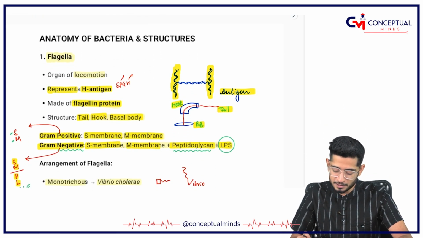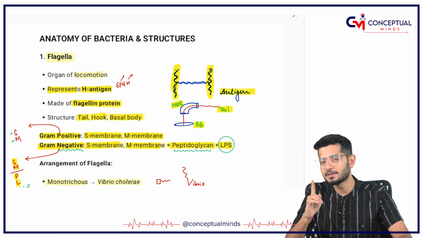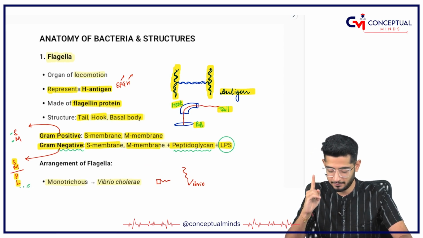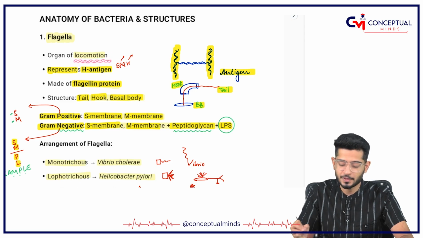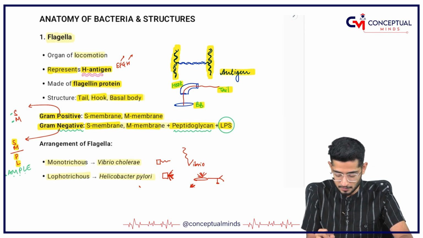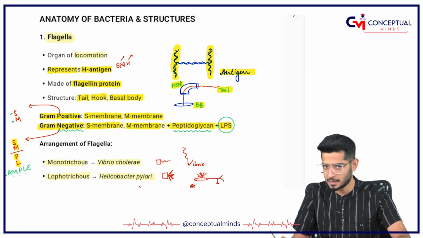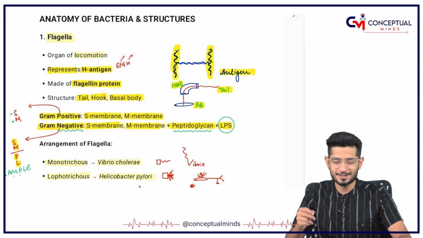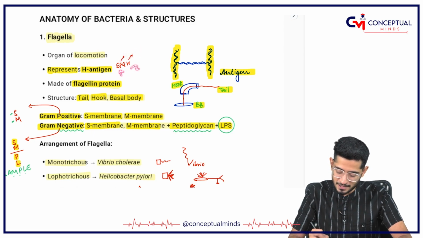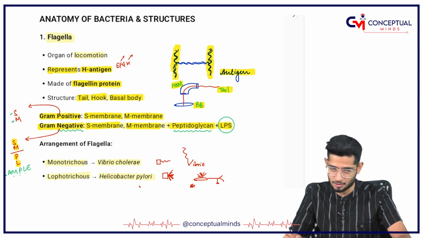So in the anatomy of bacterial structures, the very first structure which we are going to discuss is flagella. Flagella, as you all know, is the organ of locomotion and it represents H antigen. In my class on cell wall, I told you the EFGH mnemonic, and F and H go together. That means flagella is associated with H antigen.